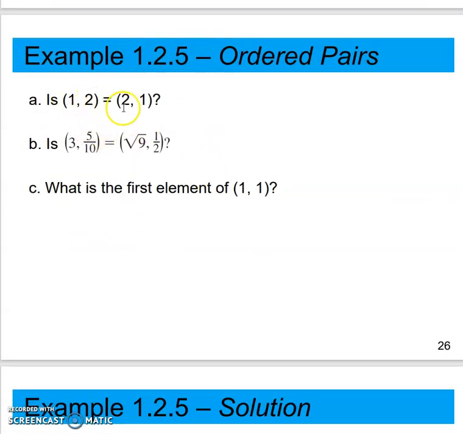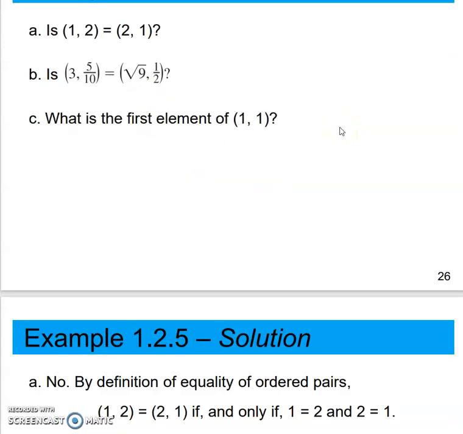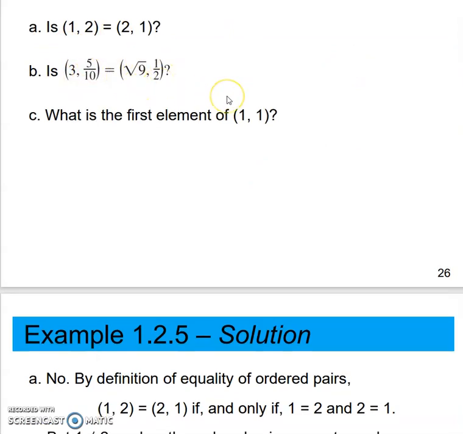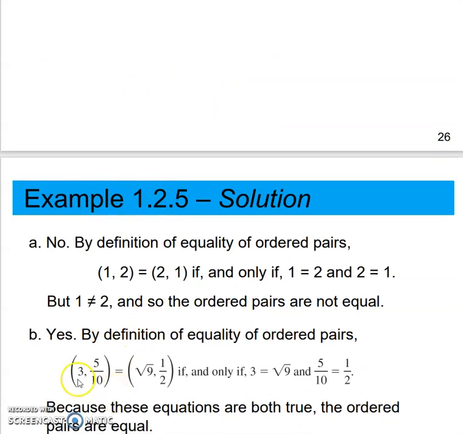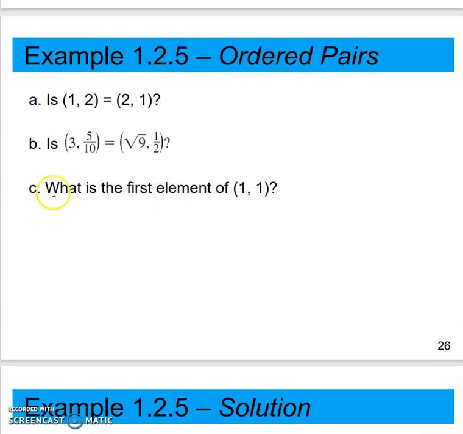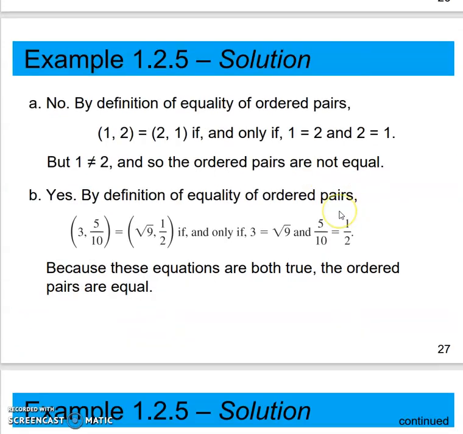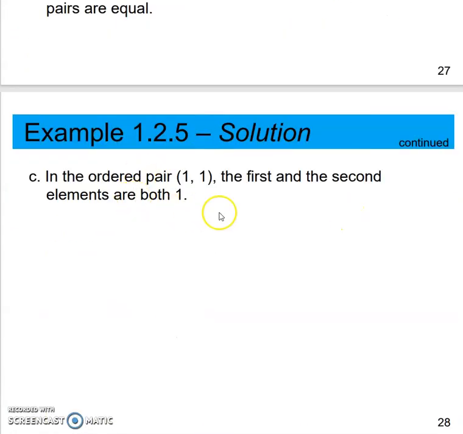So, for example, is 1 comma 2 equal to 2 comma 1? No, it definitely is not. The order matters. How about 3 comma 5 tenths equals the square root of 9 comma 1/2? That is true. Those are just different ways of writing the same number, and they're in the same order, so that is perfectly okay. And then what is the first element of 1 comma 1? Both the first and the second elements are in fact 1.